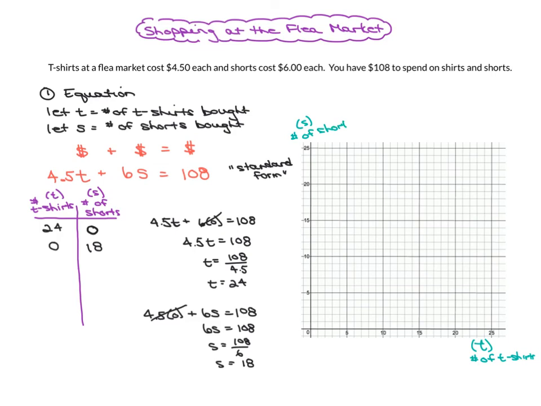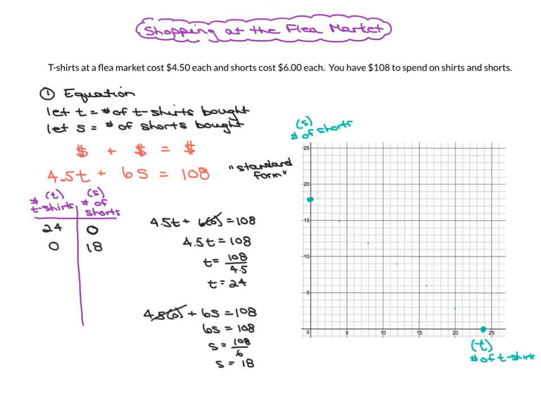I have 2 points that I can plot because I know when I have 24 t-shirts, I have 0 shorts. And when I have 0 t-shirts, I have 18 shorts. So let's plot those points. 24 t-shirts is 0 shorts, and 0 t-shirts will let me get 18.